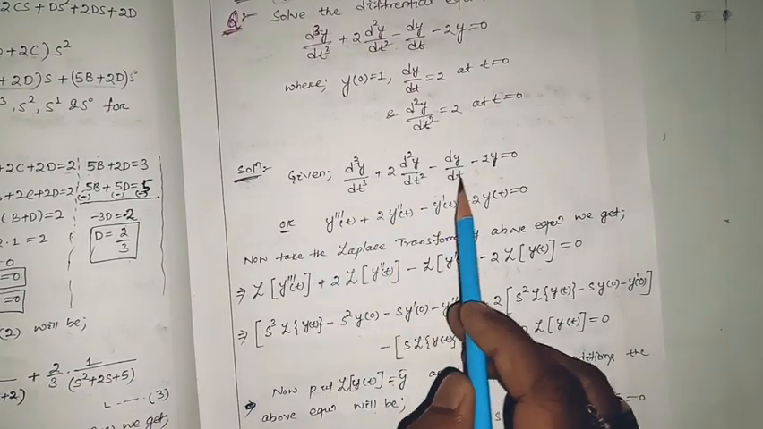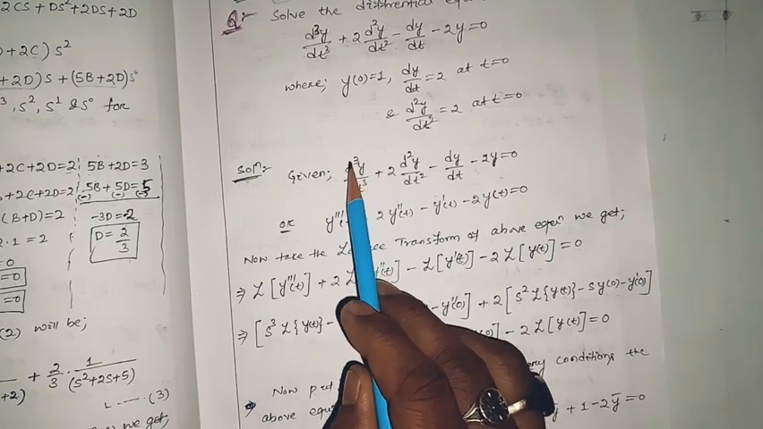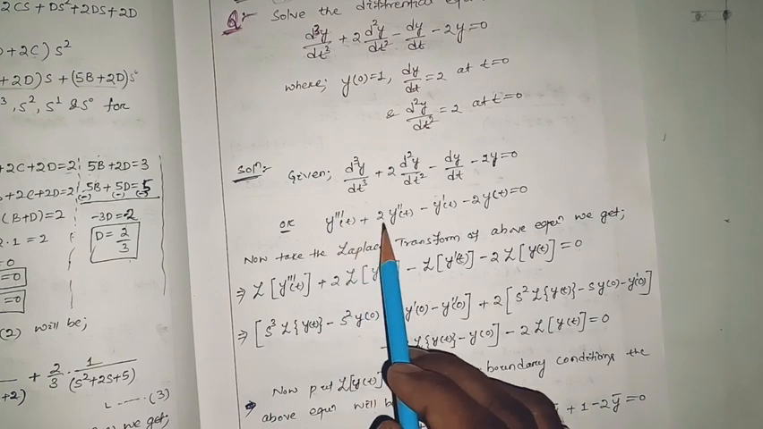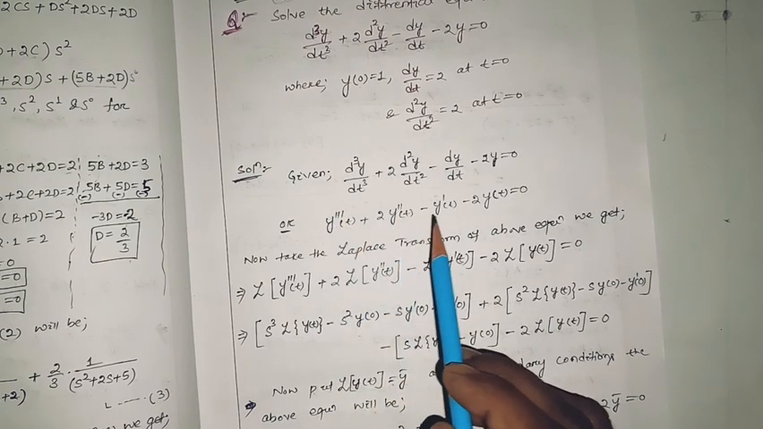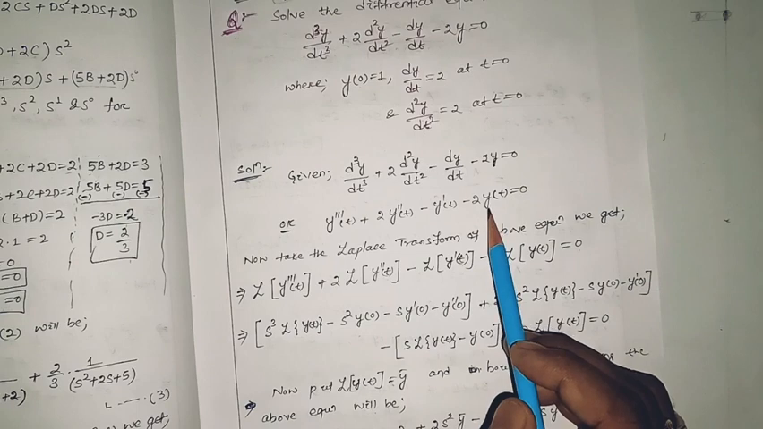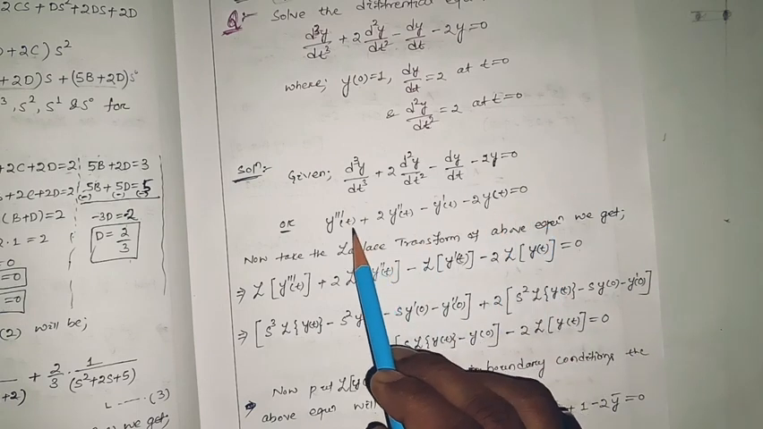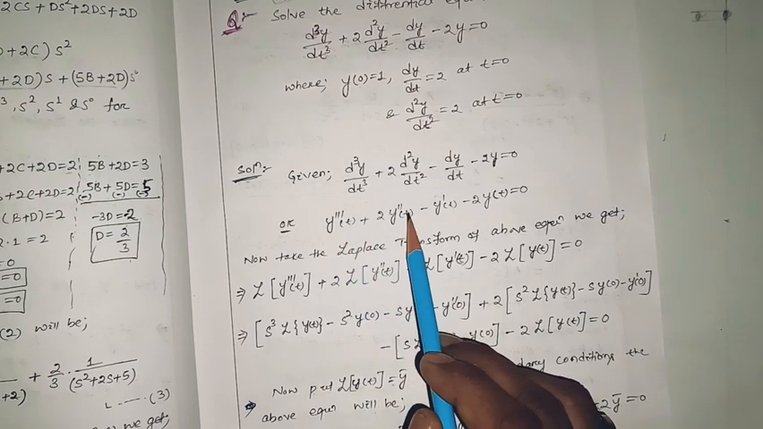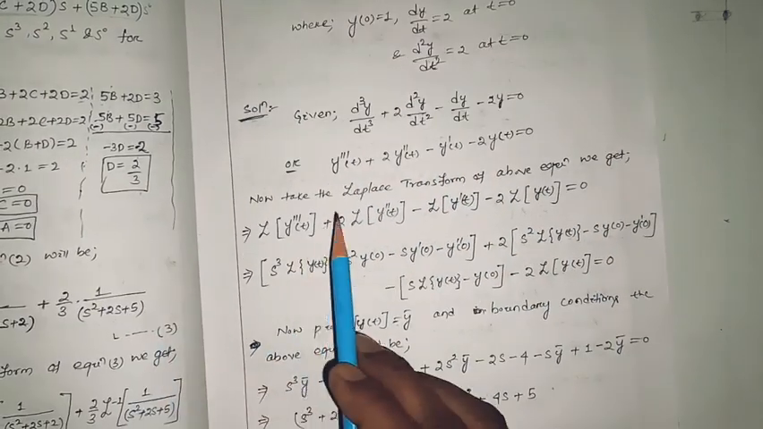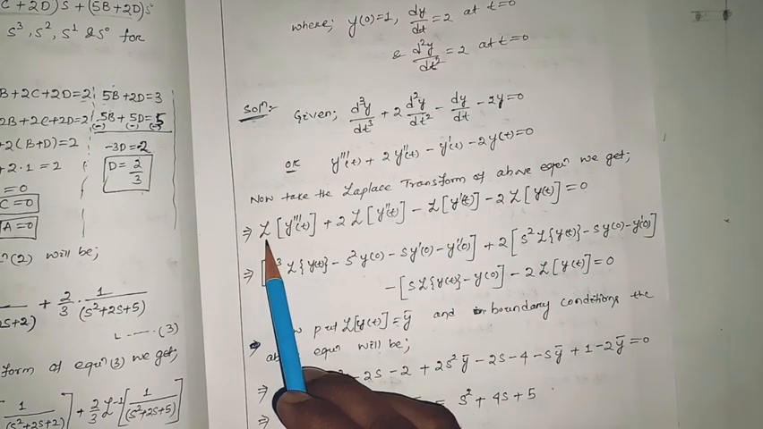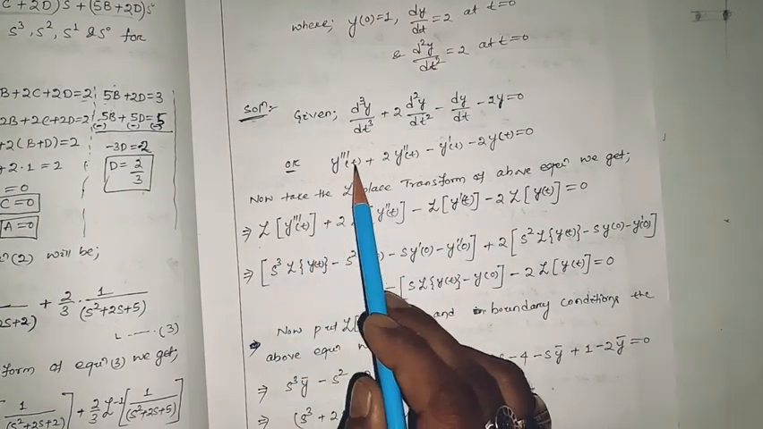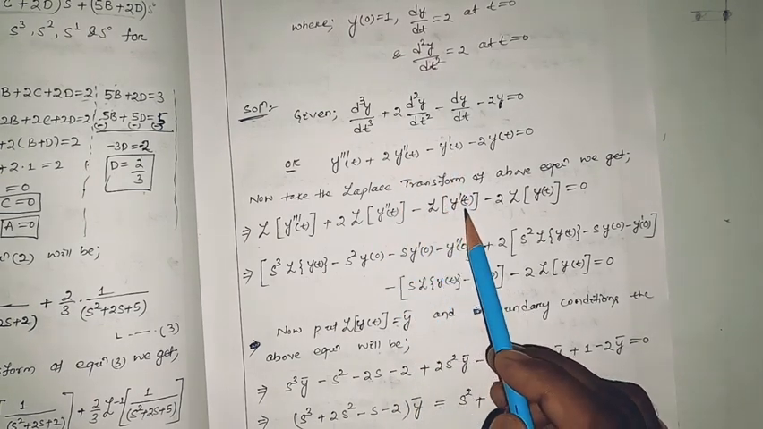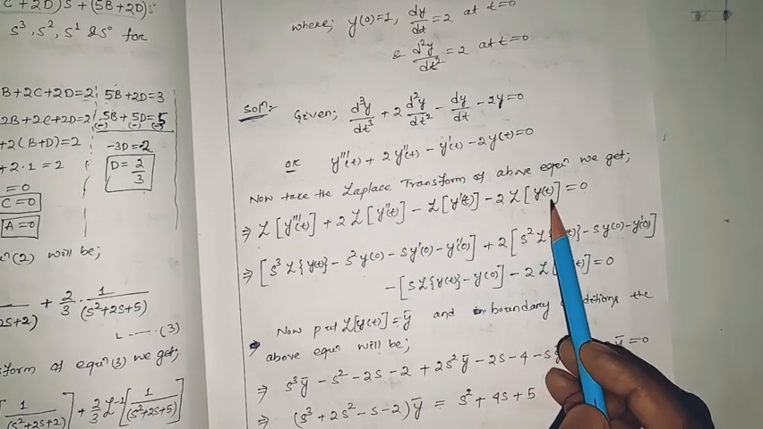The given differential equation is this third order differential equation, that means d cube y can be written as y triple dash t plus 2 y double dash t minus y dash t minus 2y equal to 0, where y is a function of t. Now we are going to apply the Laplace transform on both sides. Laplace transform of y triple dash t plus 2 y double dash t minus Laplace transform of y dash t minus 2 into Laplace transform of y t equal to 0.